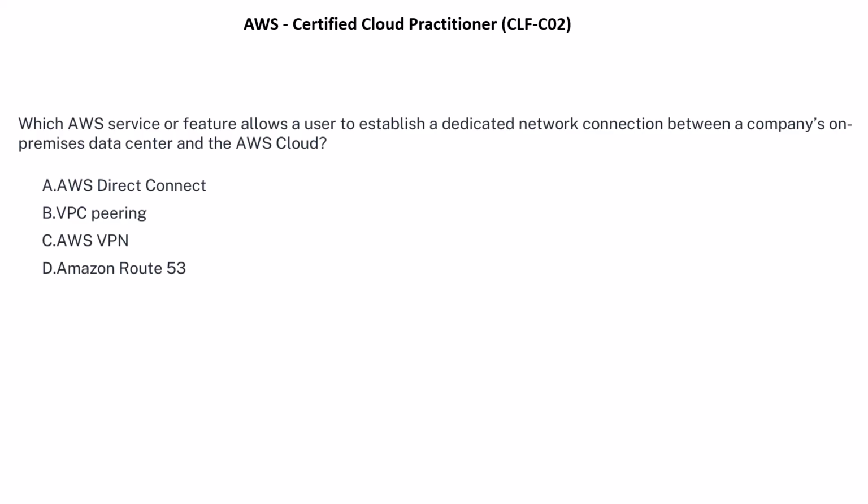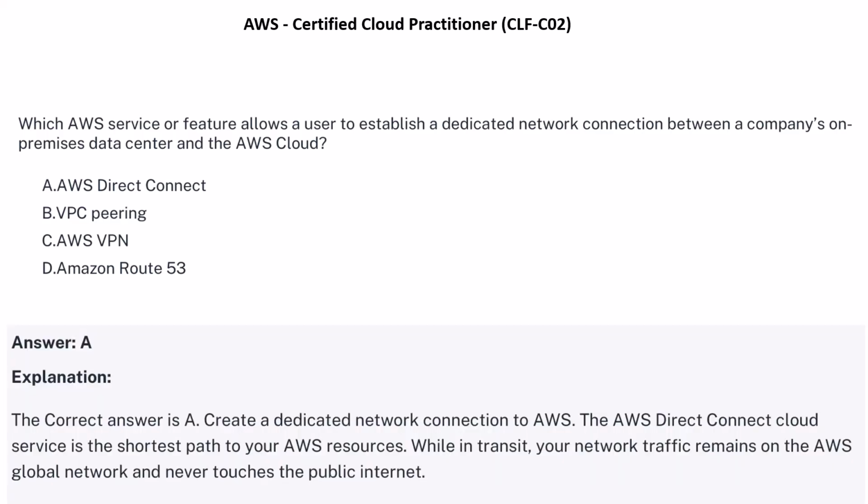So the correct answer for this question is Option A, create a dedicated network connection to AWS. The AWS Direct Connect cloud service is the shortest path to your AWS resources. While in transit, your network traffic remains on the AWS global network and never touches the public internet.